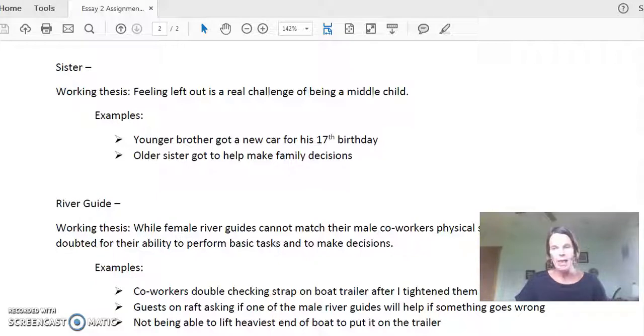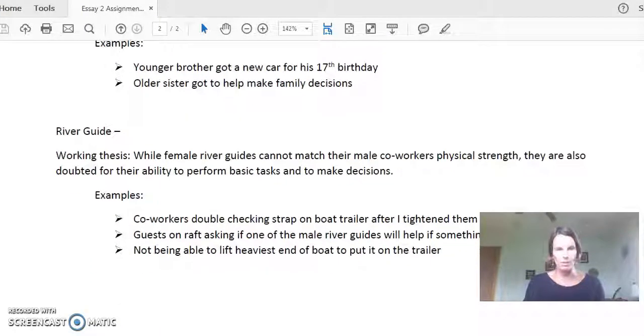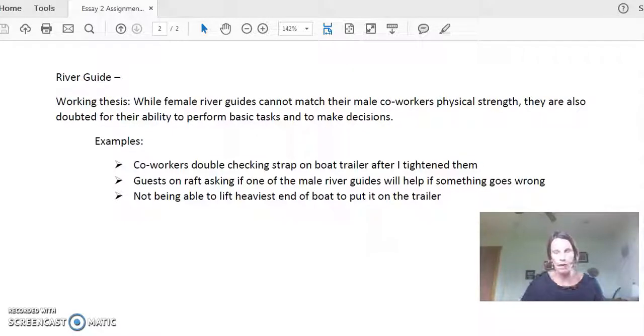Then I had to think of some examples that show how I've experienced that in my life, how that is true for me. And so I thought about how my younger brother got a new car for his 17th birthday. My older sister got to help make family decisions. All right. The second one I wanted to play with a little bit in my brainstorm was the river guide. So my working thesis was, while female river guides cannot match their male co-workers' physical strength, they are also doubted for their ability to perform basic tasks and to make decisions.